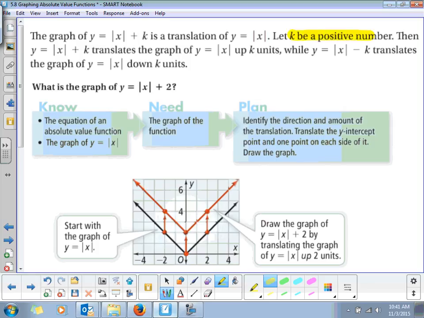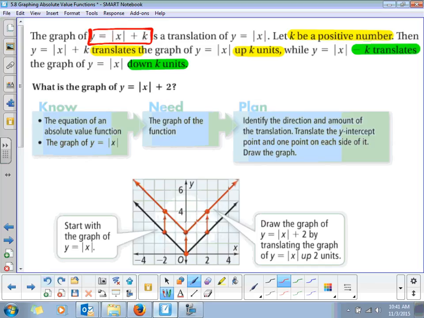Positive k translates up k units. Negative k translates down k units. You can write that in your notes. And you can also have this right here: y is equal to the absolute value of x plus k. Okay? So if you have positive k, it translates up. And when we say translate, it's just a shift. Translate means it's just a shift.